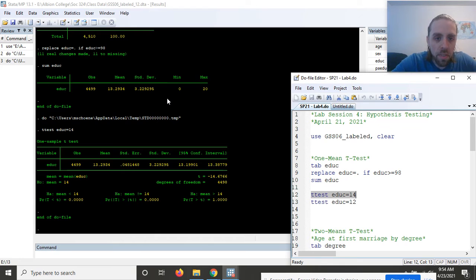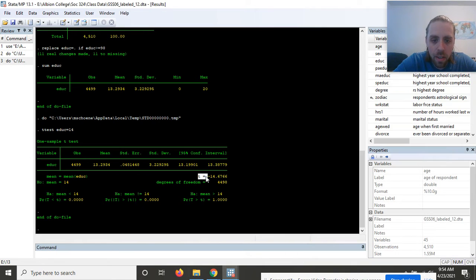So let's go through. If you follow my mouse here, the first column we see here is observations. So that's our sample size. Then it gives us the mean, 13.2934. And then we get our standard error and standard deviation. The standard deviation is given to you in any word problem, and you use it to calculate a standard error. What's most important is what you see here.